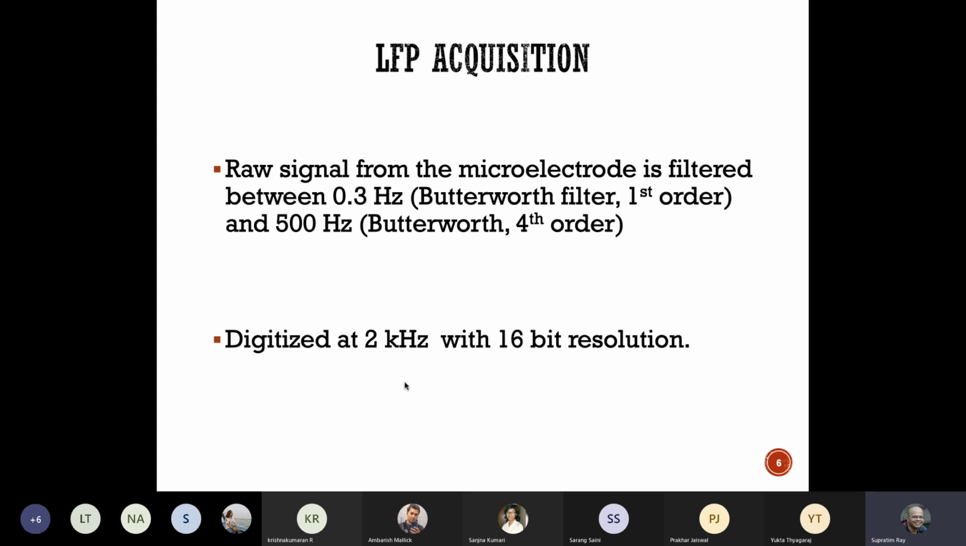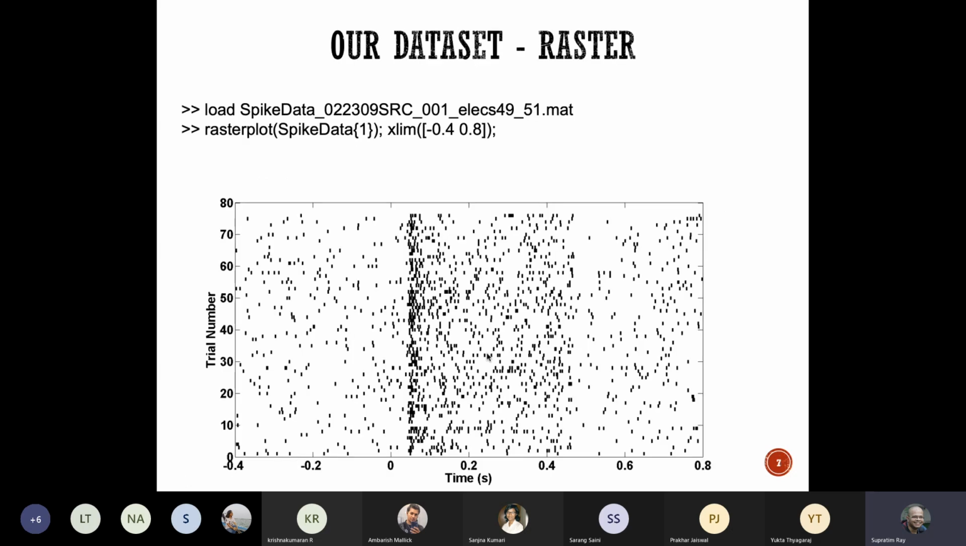Yeah, I'm back. So we'll get to this digitization and the filtering bit in a few classes, and why we filtered it before digitization will become clear then. Right now, let's just look at the data. So this was the spike data that we already looked at in the previous module.